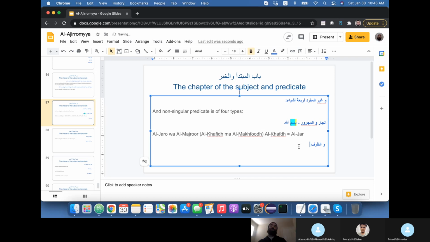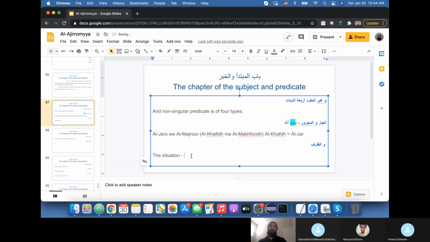So al-dharf is situation. For example, you say in the bottle, on the mountain, underneath the book. So these are all situations, like where is something situated. Al-dharf basically describes where something is situated. It is the situation. I would translate it as the situation.